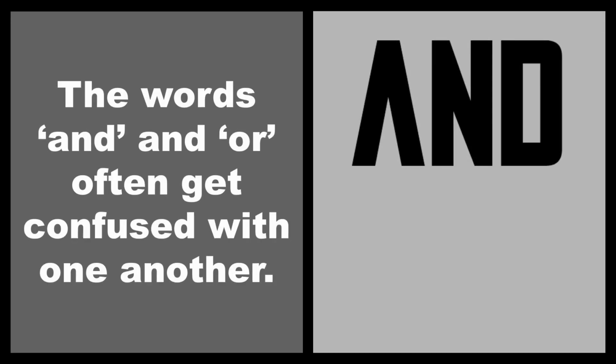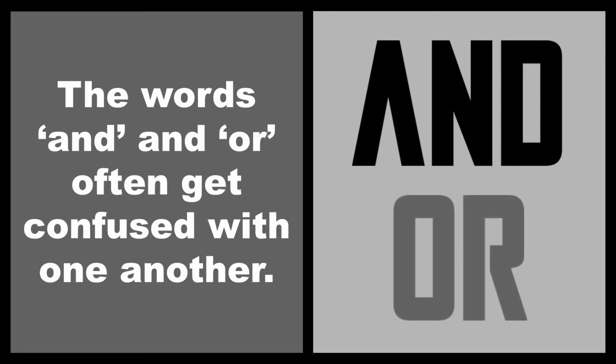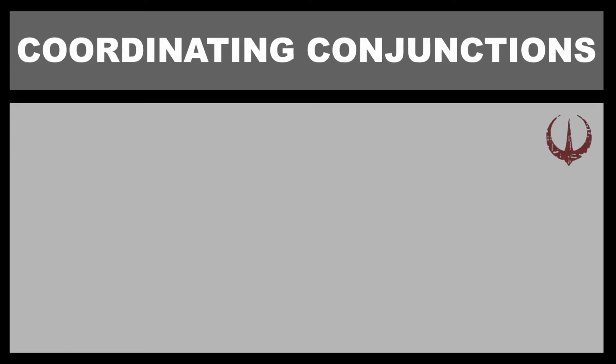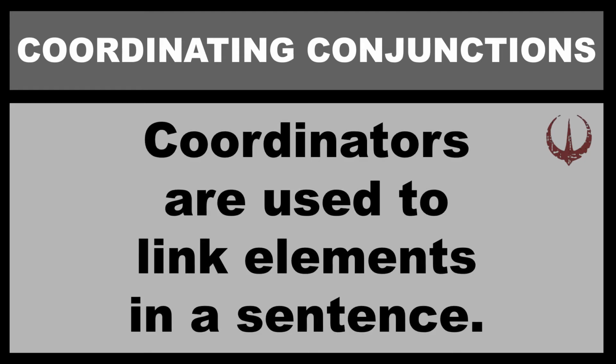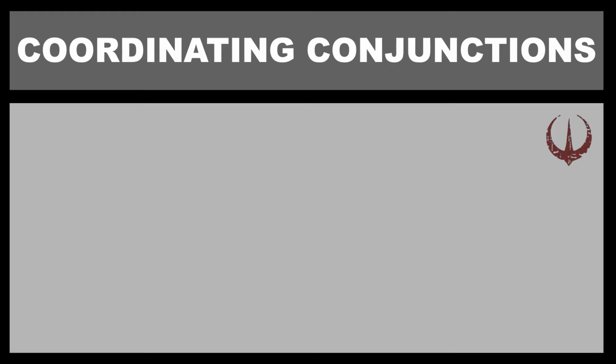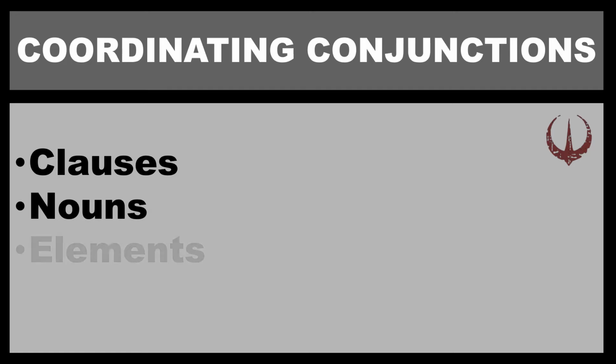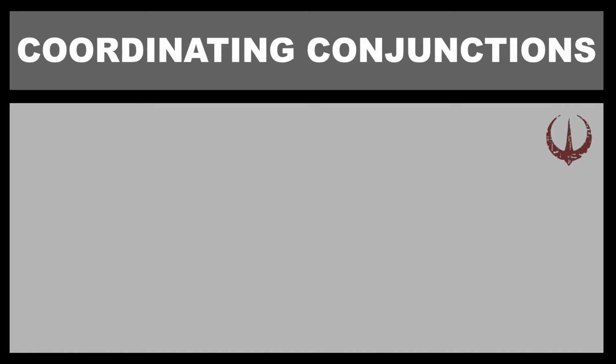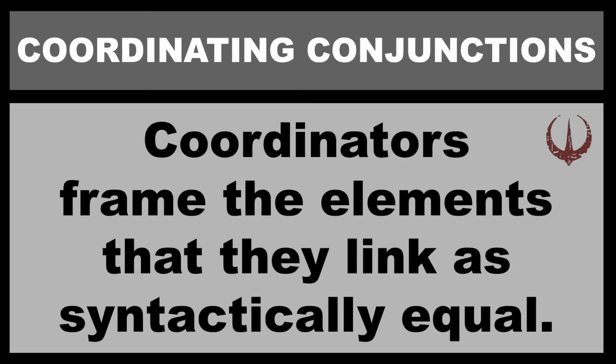The words "and" and "or" often get confused with one another, and this is likely because they are both coordinating conjunctions. So, what are coordinating conjunctions? Well, coordinators are words that are used to link elements in a sentence. For example, they can be used to link clauses, nouns, and any other parts of speech. However, it is important to note that coordinators frame the elements that they link as being equal syntactically.